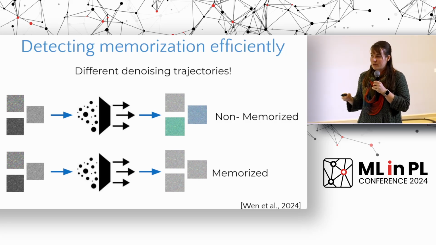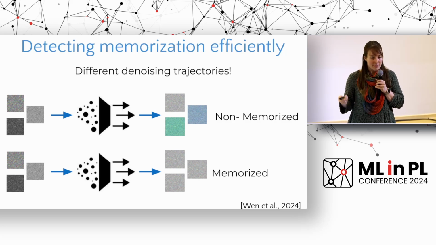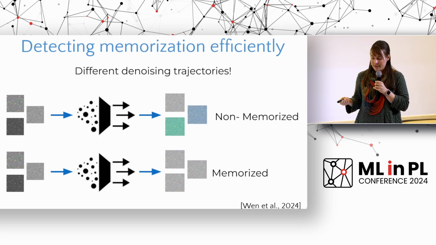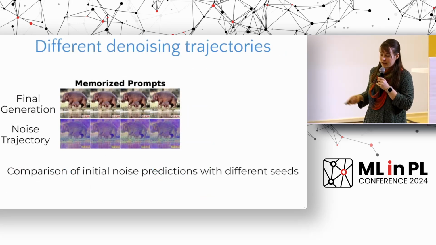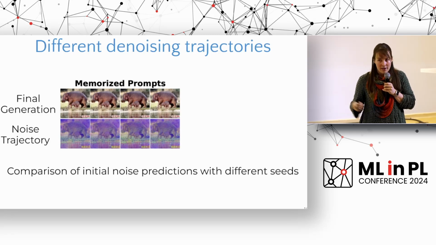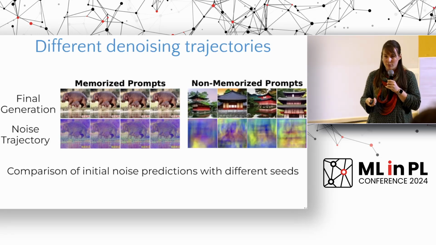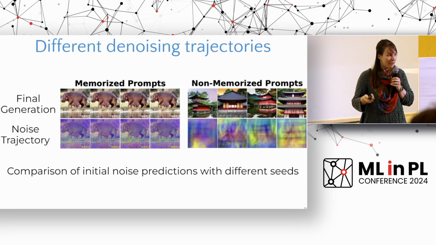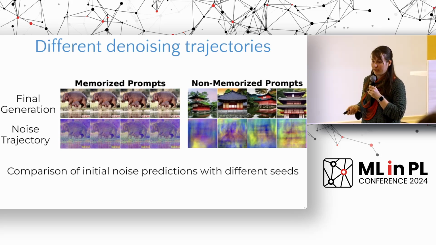And in comparison to generating the images fully from scratch, taking just the first step is of course extremely computationally cheap. To show you how that looks in practice, if we compare the final generation on the memorized prompts and then the first denoising step, you can see that we have 4 different random seeds here, and they all have kind of the same noise. Whereas for non-memorized prompts, it's always a very different noise. So we can pretty easily tell them apart from one another.